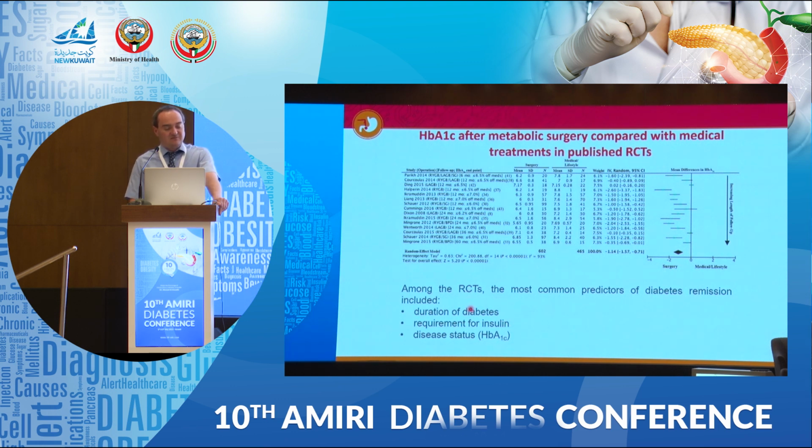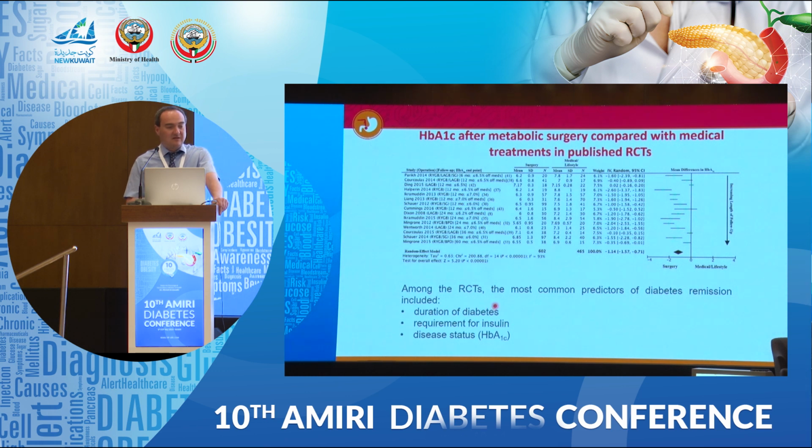So duration of diabetes: the sooner you operate on people, the longer they will benefit from glycemic control. The lower the insulin doses at the beginning, the better the longer-term control. And the lower the HbA1c at the beginning, before surgery, the better response they will have to surgery.